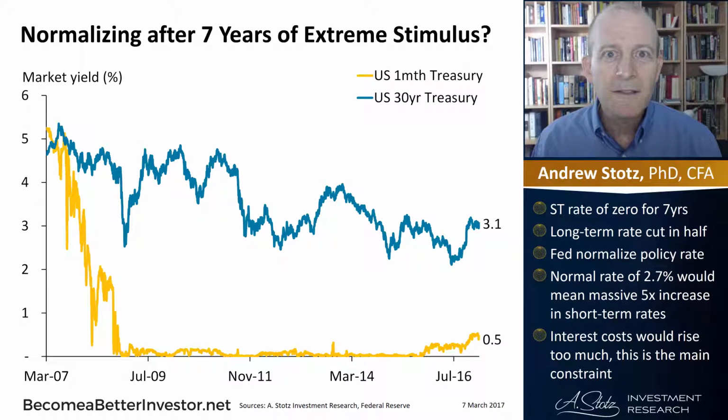This is Andrew Stotz of Stotz Investment Research looking at U.S. interest rates over the long term. Now, there's a few points that we can see. First of all, this chart shows the blue line, which is the long-term U.S. Treasury rate, and the yellow line, which is the short-term rate.